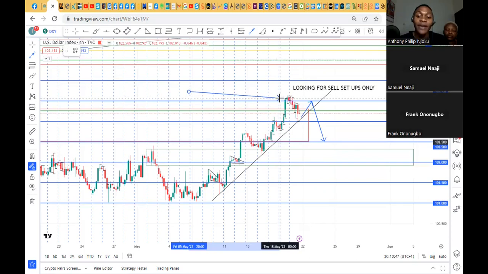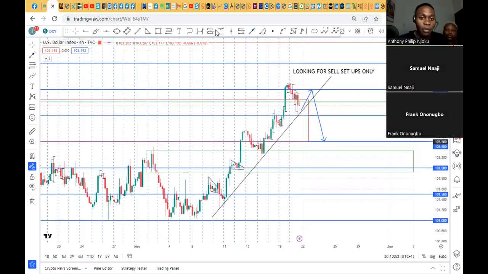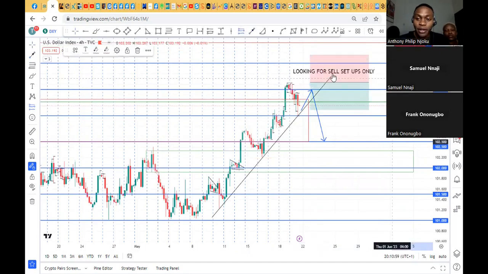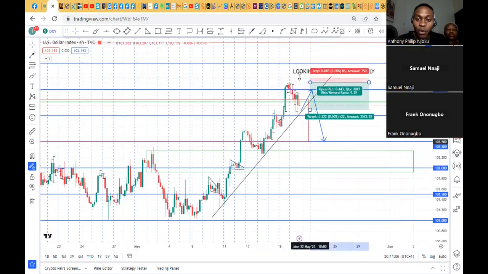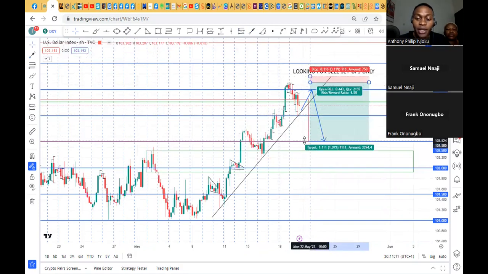Then if I'm to place a trade for that sell setup, let me now teach you guys a trick. If I'm to place a sell setup over here, and my stop loss is somewhere around here, and I want to take this trade to this psychological level of 102.500.